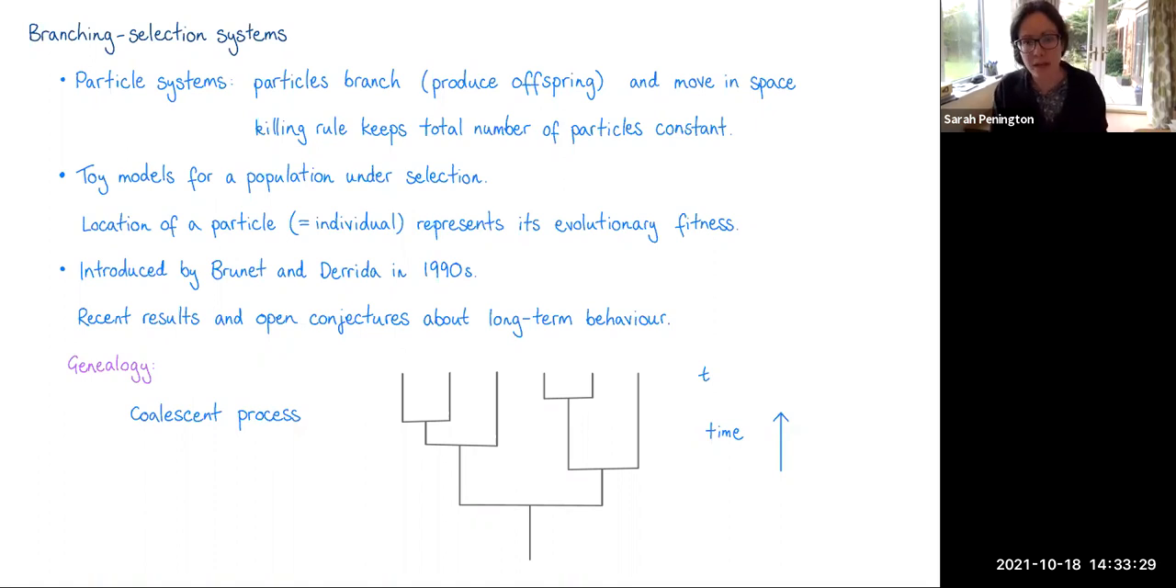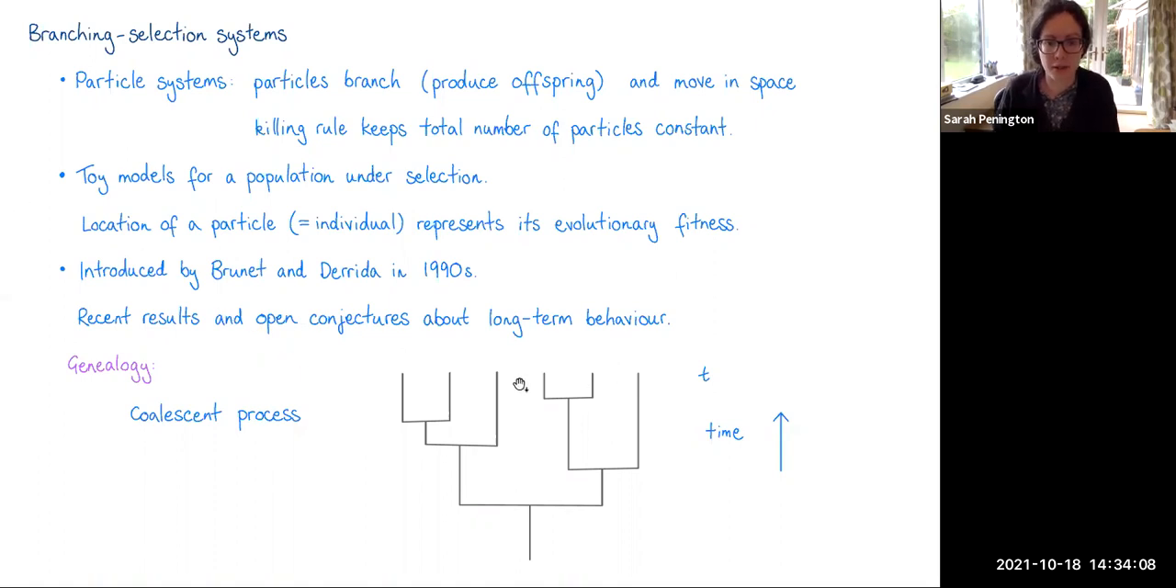Because these are toy models for a population, we're particularly interested in the genealogy, or family tree, of a sample from the population. What I mean by that is that we would take some fixed size sample, chosen uniformly at random from the population at a large time t, and then trace the ancestral lineages of that sample backwards in time. There would be times at which the particles in the sample had a common ancestor, and so their ancestral lineages would coalesce. What we end up with is a coalescent process.